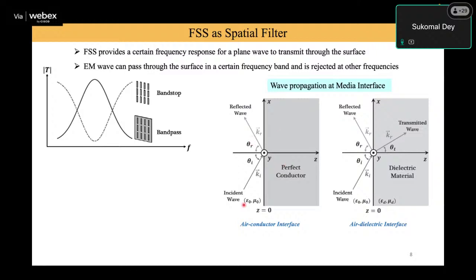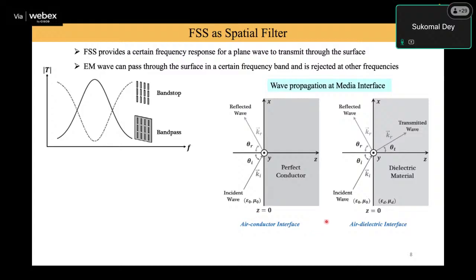Okay. Now what is happening? First, you are sending the incident wave signal. You have the reflected wave. It has to follow Snell's law: theta i has to be equal to theta r. Now, this is what happens at an air-conducting interface.